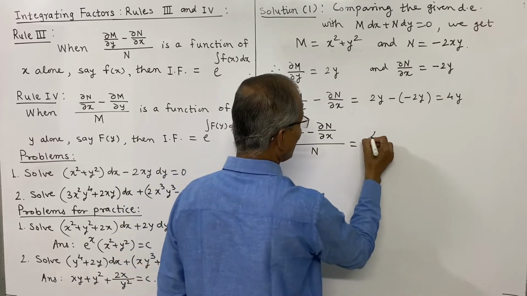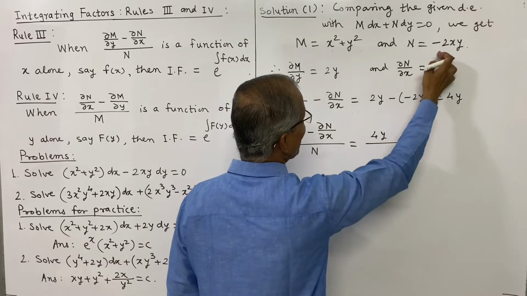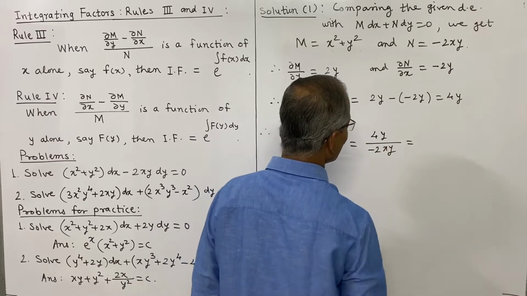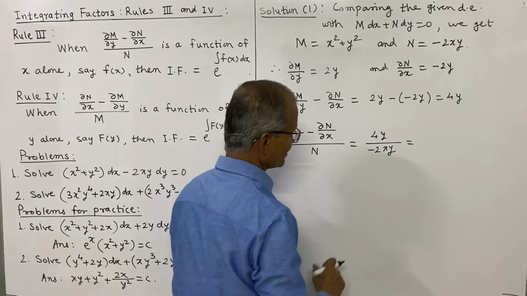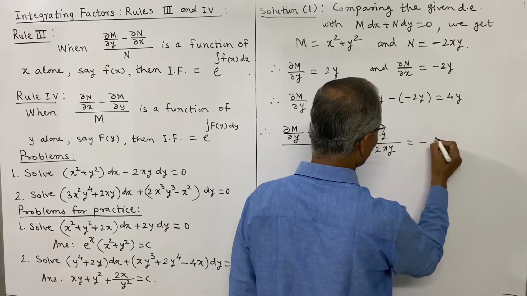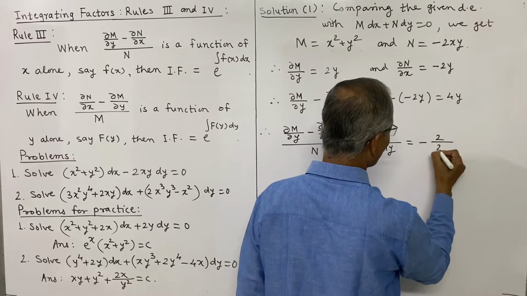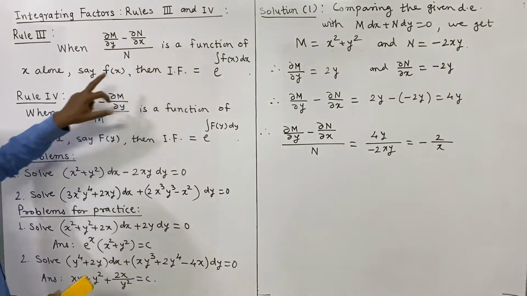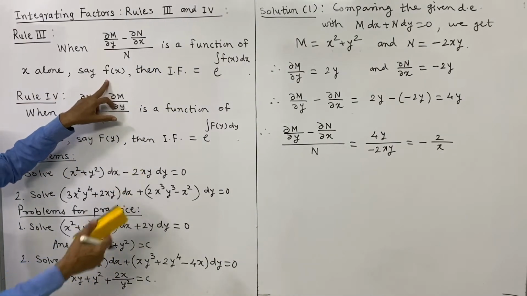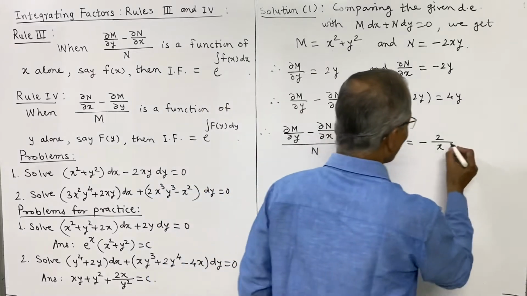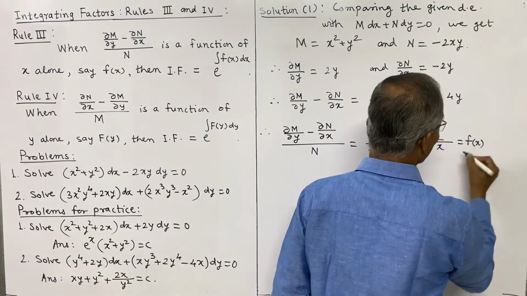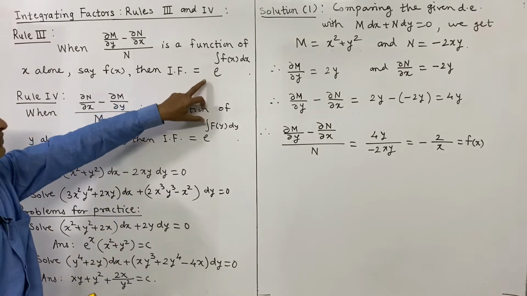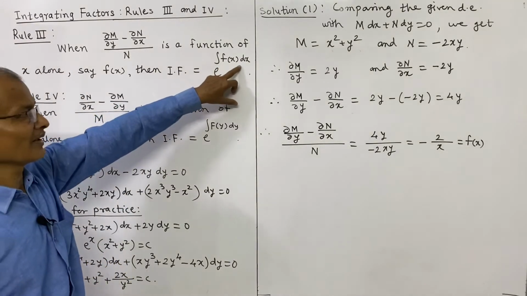This is 4y divided by minus 2 times xy, and actually the y is cancelled, 2 remains at the numerator, the negative sign is separate, and x remains at the denominator: minus 2 upon x. And you see, this is a function of x alone. Suppose that is f of x, a function of x alone, and thus the integrating factor is given by e to the power integral f(x) dx.